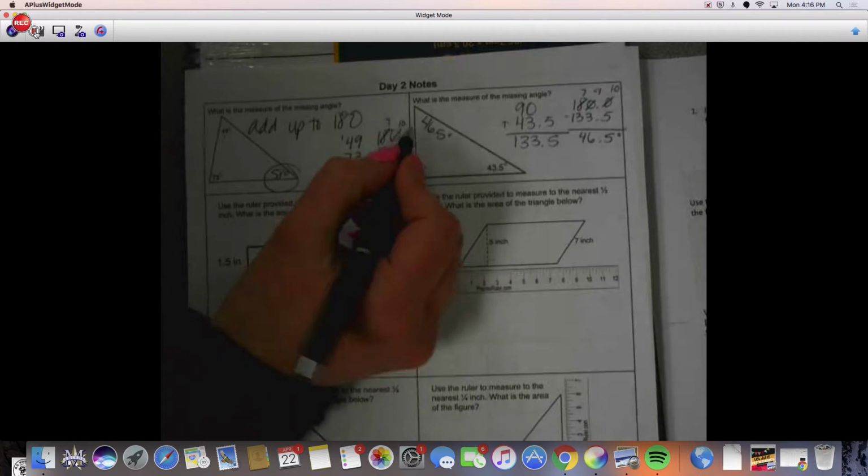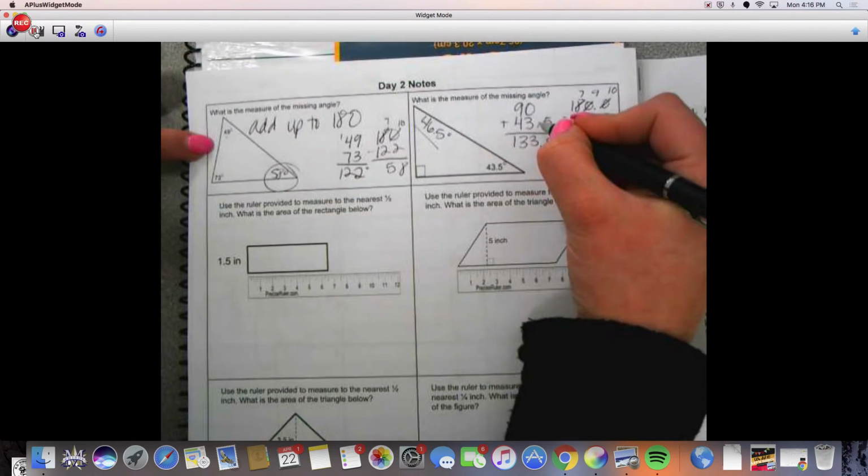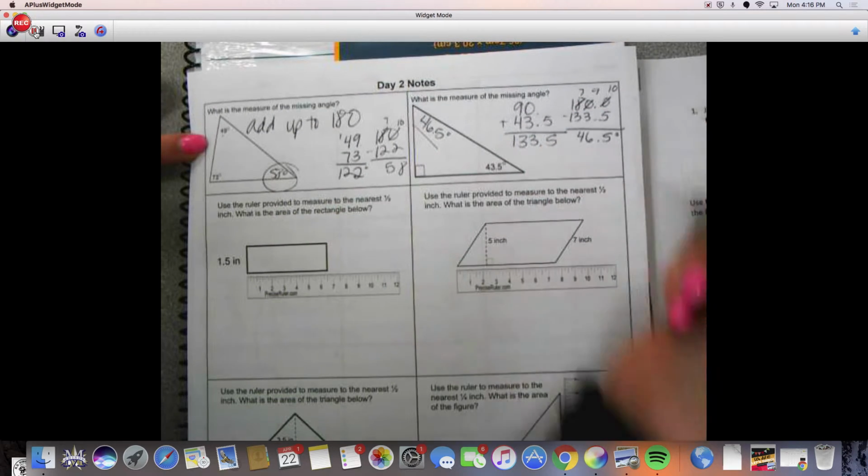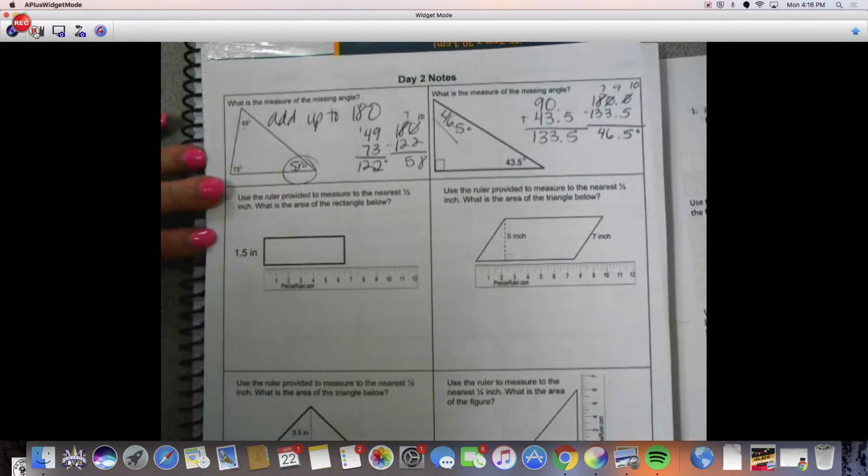All right, you should have gotten 46.5 degrees. Remember, when you add decimals, you do line up your decimal points, and same for subtracting. All right, let's look at this next one.